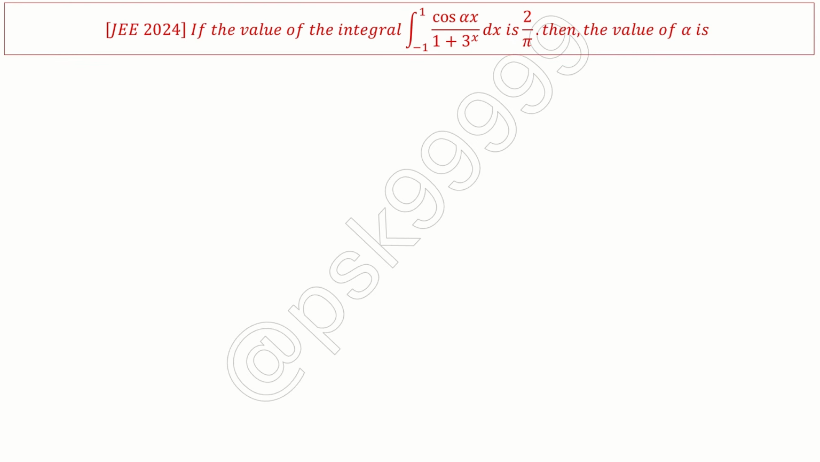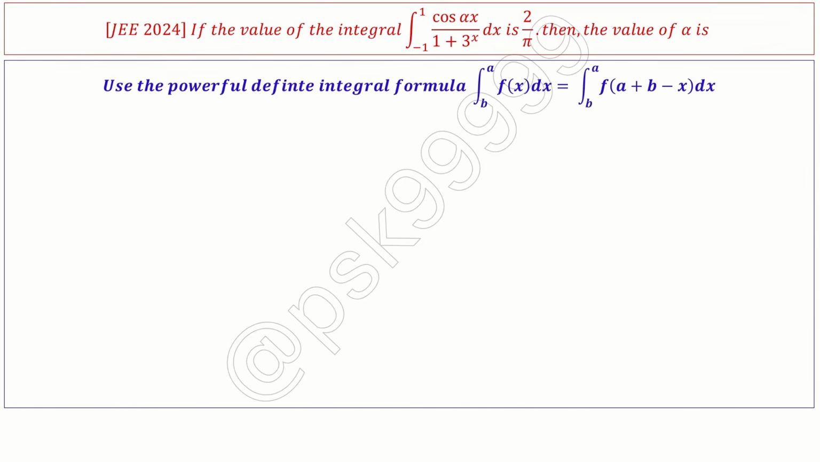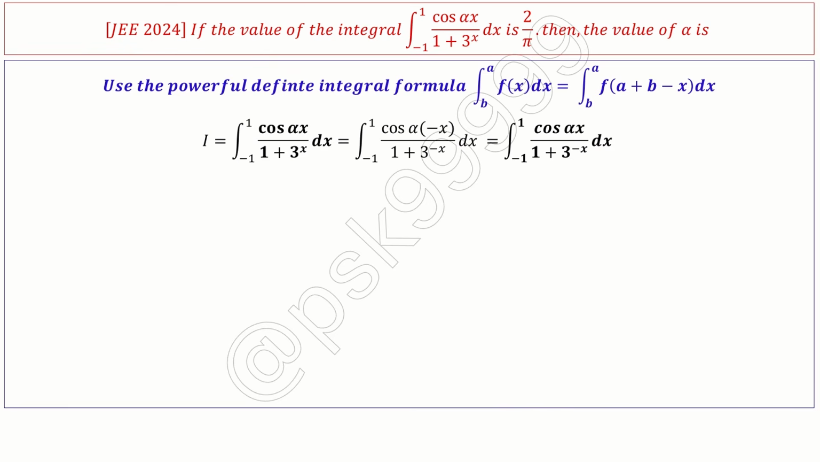Okay, the value of the integration from minus 1 to 1 of cos of alpha x divided by 1 plus 3 to the power of x, dx, is 2 by pi. Then what is alpha? We have solved a similar problem. Wherever you see 3 power x, or a power x, in the denominator, again you will apply the same King's rule. Very powerful, right? You apply the same thing and you will actually remove the denominator. See how to do that. I think a similar problem was there before also in JEE.